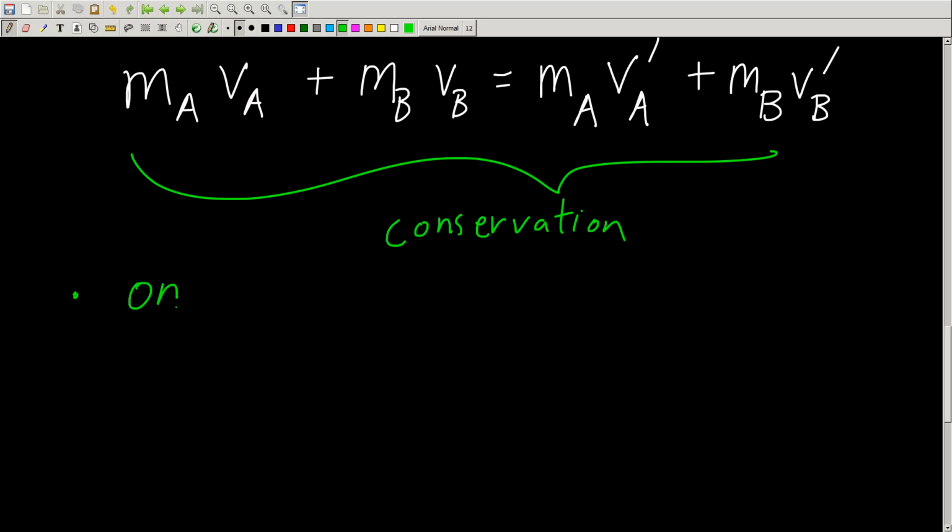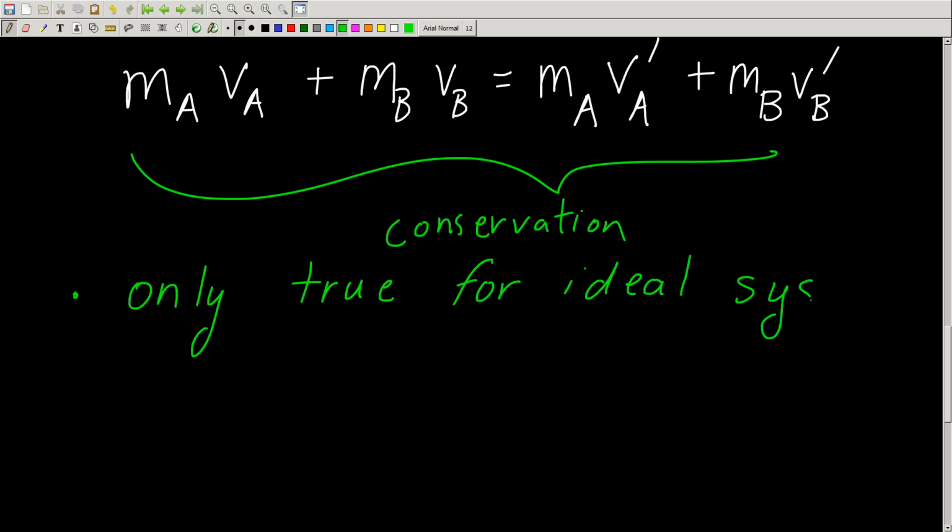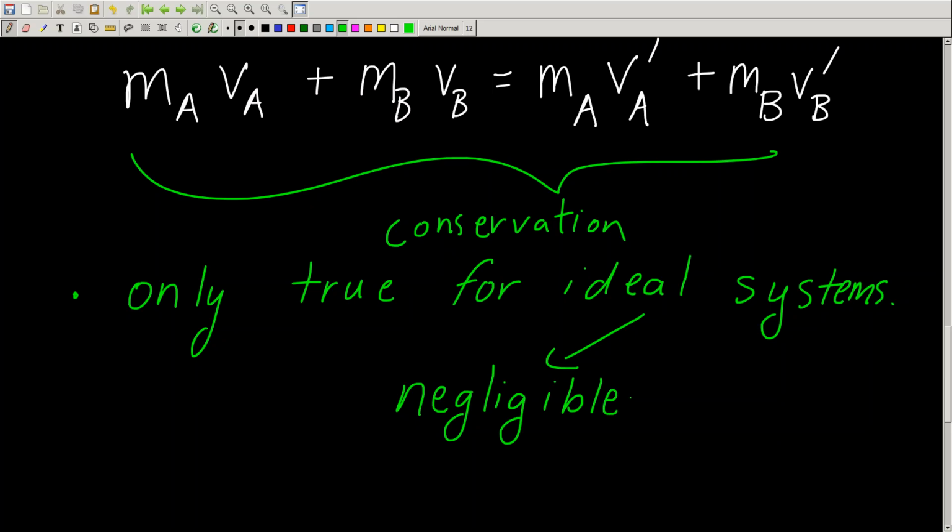Now, the only way that this is true, so only true, this is only true for ideal systems. Now, what's an ideal system? An ideal system is a system with negligible friction, okay, where friction is assumed to be absent from the situation, okay? So it is an ideal system, which isn't realistic, but it is ideal for a reason, and it simplifies the situation for us, and we can do a lot of reasonable calculations using this conservation momentum scheme.